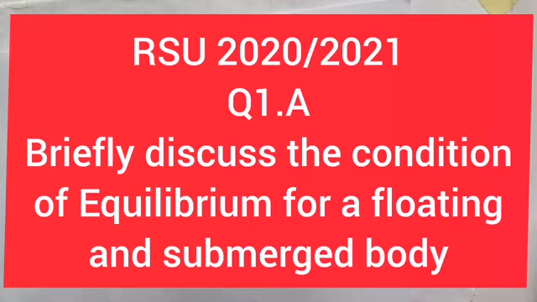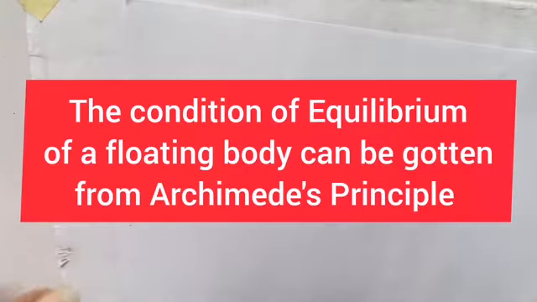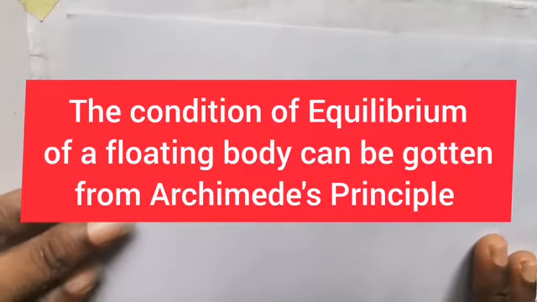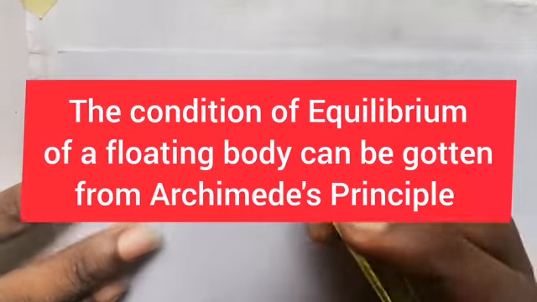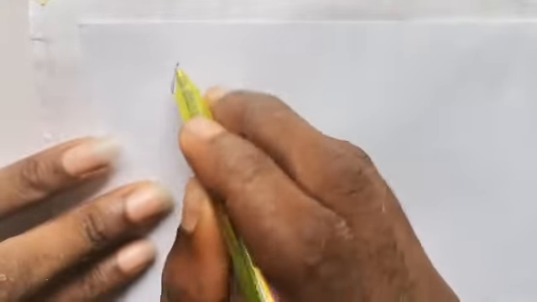So let's start with question 1A. Question 1A says, briefly discuss the condition of equilibrium for a floating and submerged body. Alright, so the condition of equilibrium for a floating and submerged body is simply the Archimedes principle. We can get that condition using the Archimedes principle.